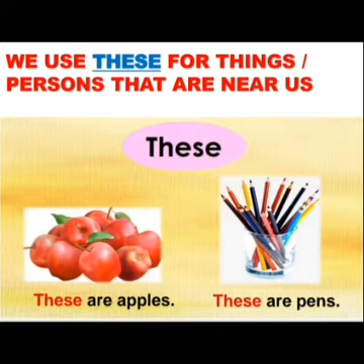Okay, we use these for things or persons that are near us. Now dear kids, you can see these are many apples, and here the pens are also many in number, so we will use these are apples. These are pens. We are not using this. Why? Because the apples and the pens, they are many in number. Okay? So they are plural, and for plural we use these. We don't use this. Okay?